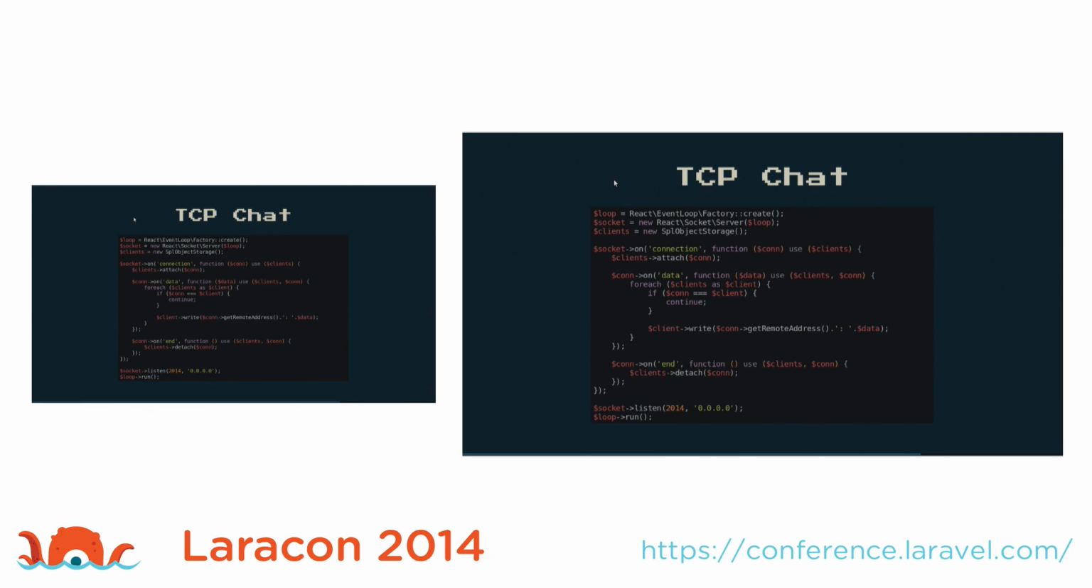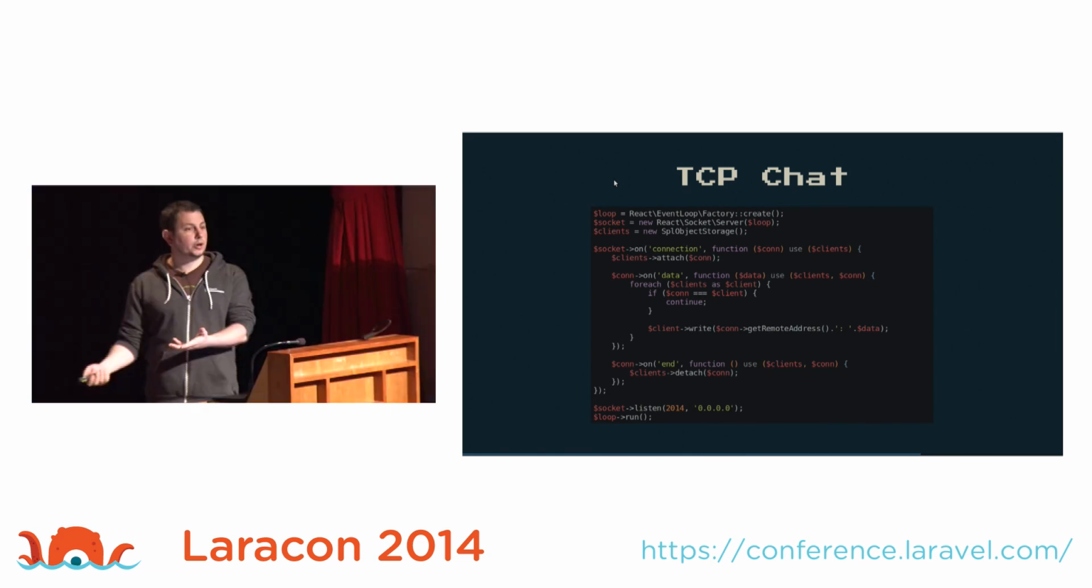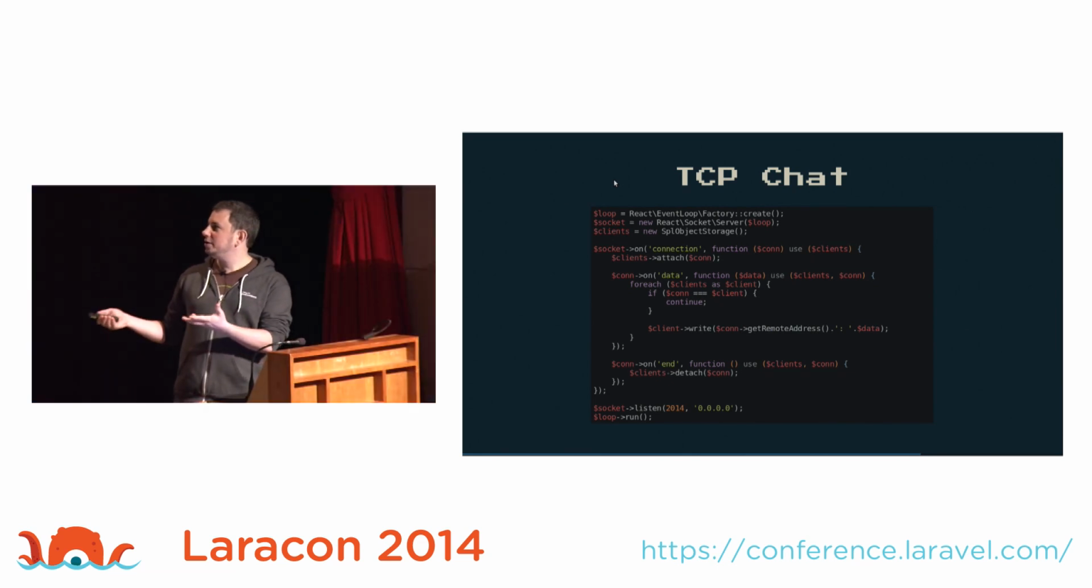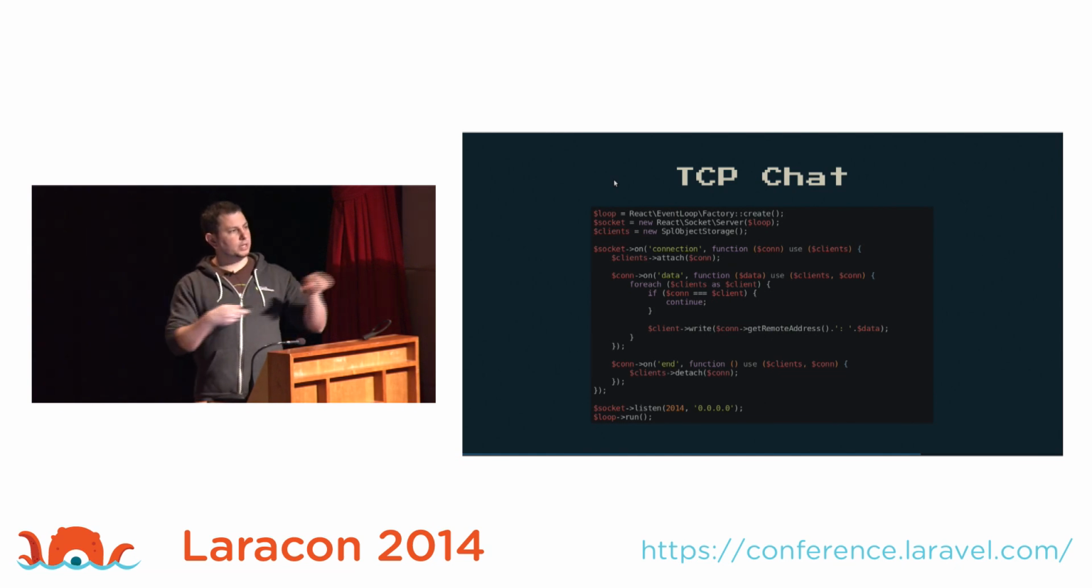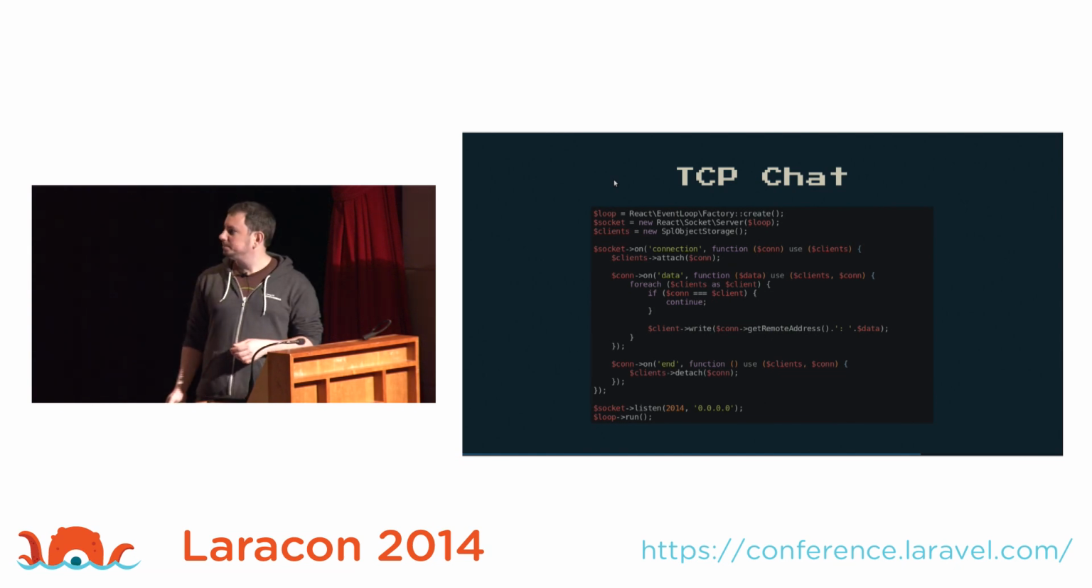When the connections actually end, we just want to detach them because we don't want to try and write data to people that are no longer connected. It's a pretty straightforward and totally contrived example, but basically it's the bare minimum it takes to have multiple clients communicate with each other, using React as a kind of go-between to negotiate the data to and from.